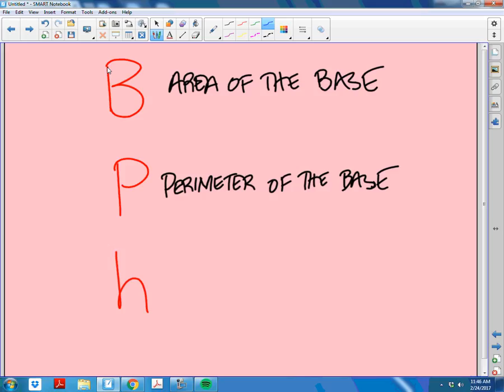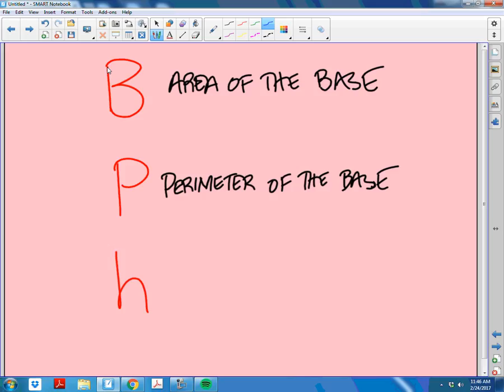Bennett? Okay, so here we go. Area of the base, perimeter of the base. Now, Leilani said, what about H? I want to talk about H for just a quick moment because it's something that gets misinterpreted often. So I'll use this analogy.